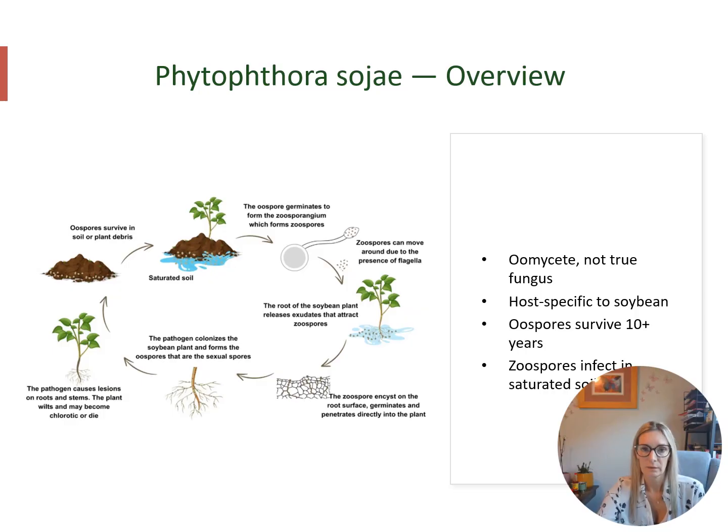Phytophthora root and stem rot of soybean is caused by Phytophthora sojae, an oomycete pathogen rather than a true fungus. Oomycetes belong to the Stramenopila kingdom and share more characteristics with algae than fungi. This pathogen is highly host-specific and infects only soybeans. It survives in soil for over a decade as oospores, which are thick-walled and extremely durable. Under saturated soil conditions and temperatures above 50 degrees Fahrenheit, these oospores germinate and produce mobile zoospores that swim toward soybean roots.